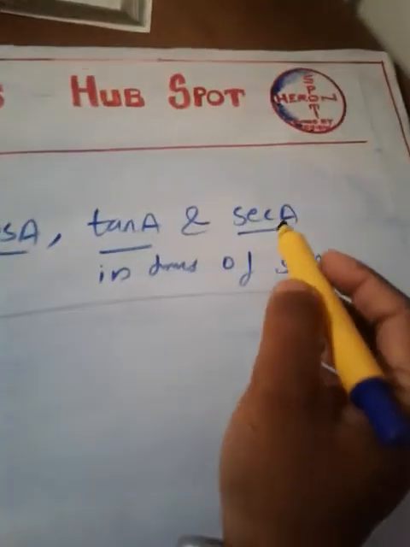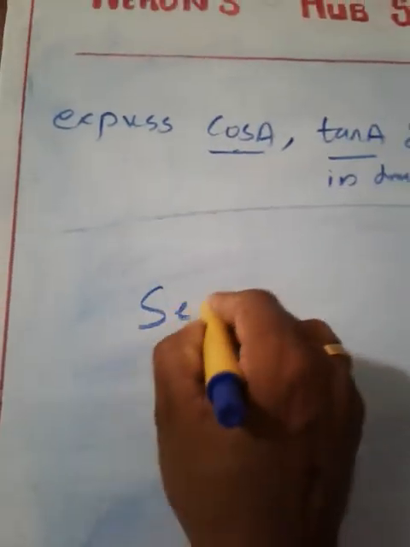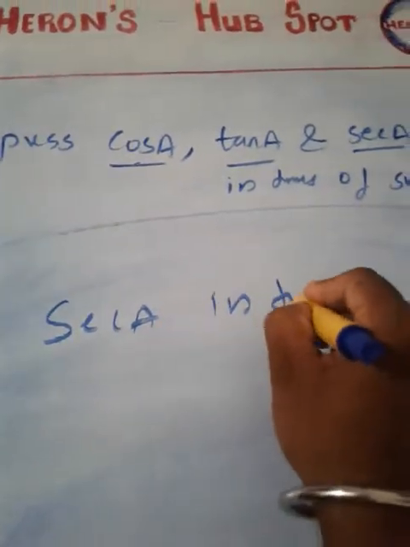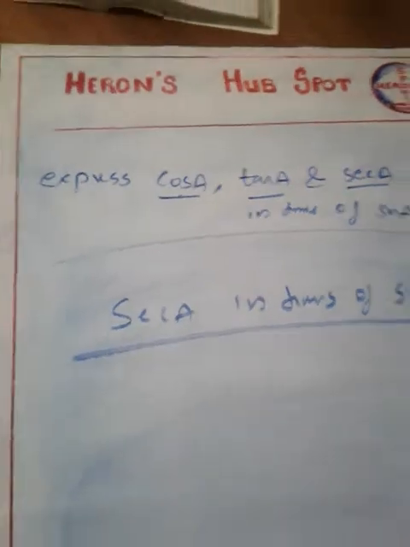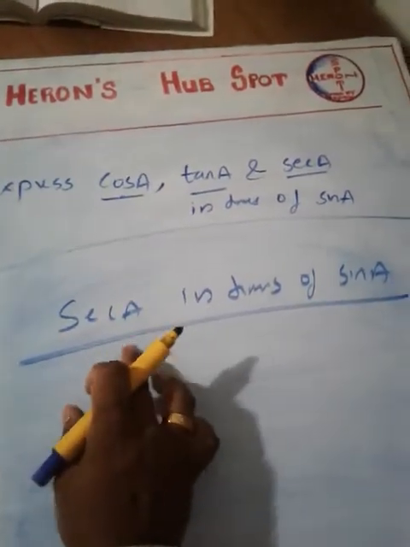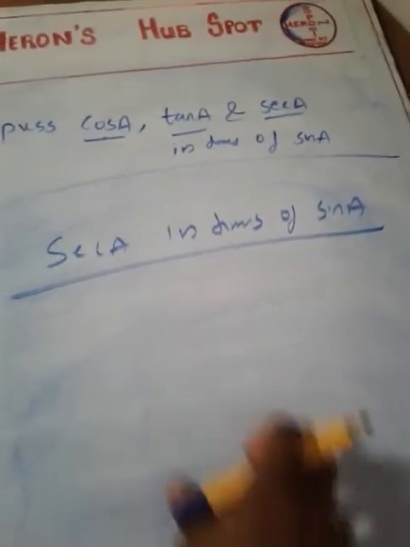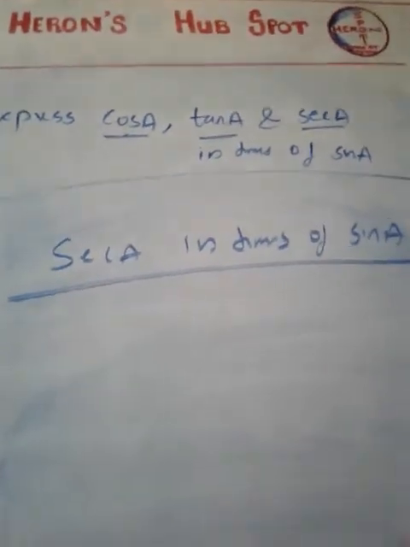Now the last part of the question: sec A, we have to express in terms of sin A. So how can we express sec A in terms of sin A? Is there any identity connecting sec and sin directly? No identity is connecting sec and sin directly. So what do we have to do? We have to think about another way.